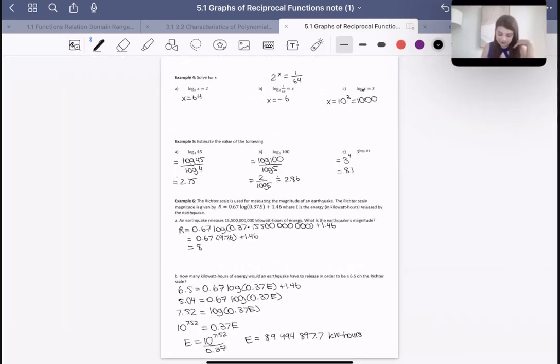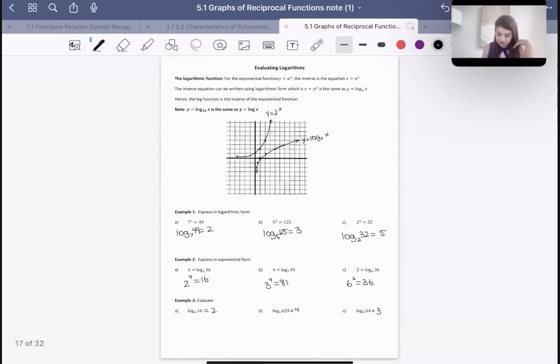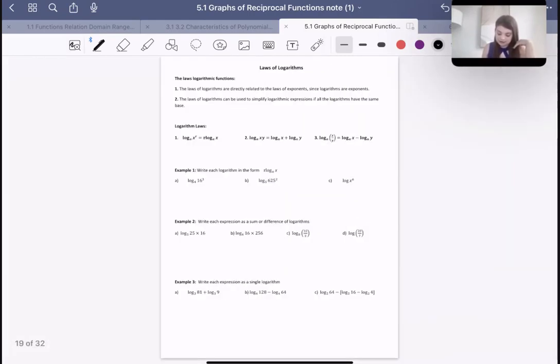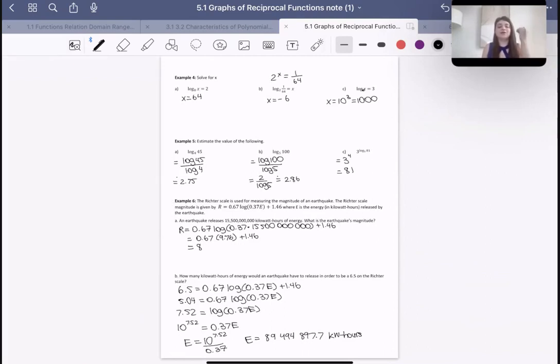All right, well, that is it for evaluating logarithms today. Next time, we'll talk about the laws of logarithms.